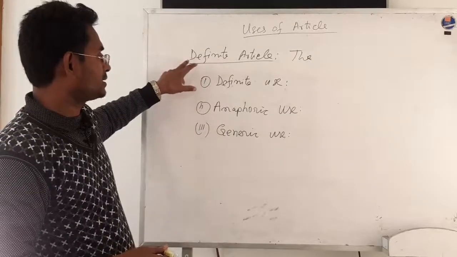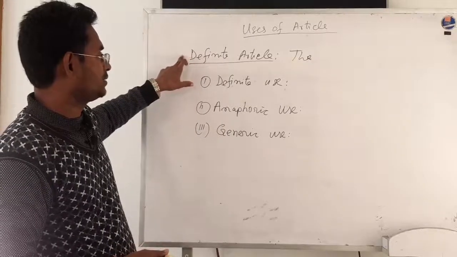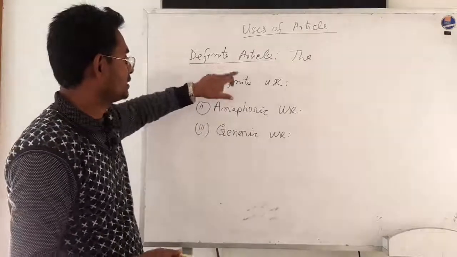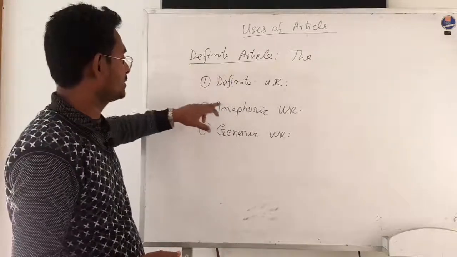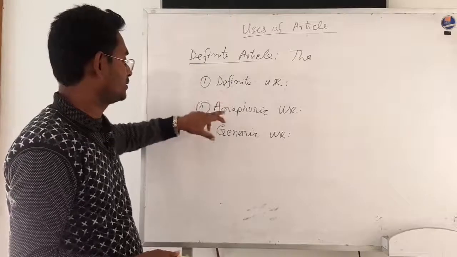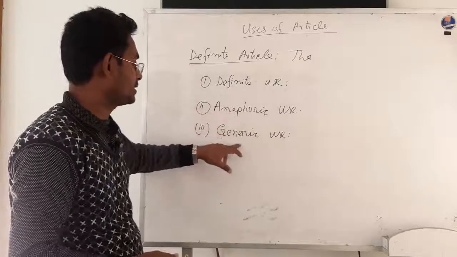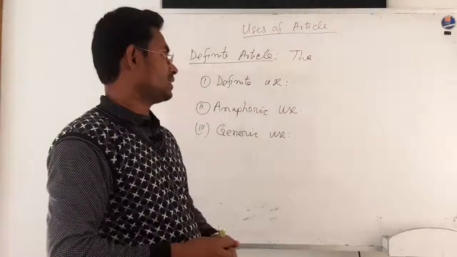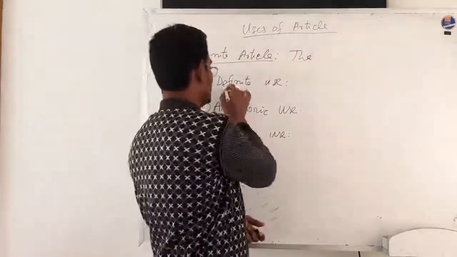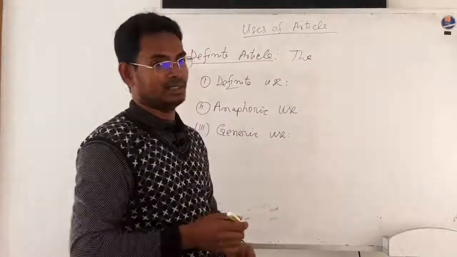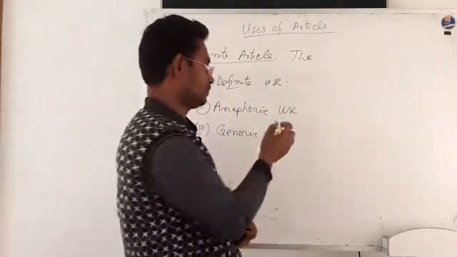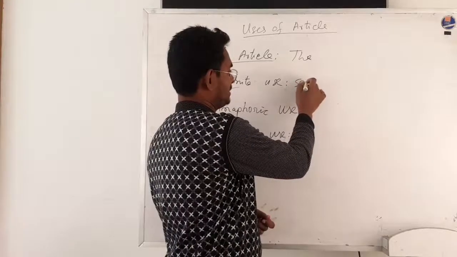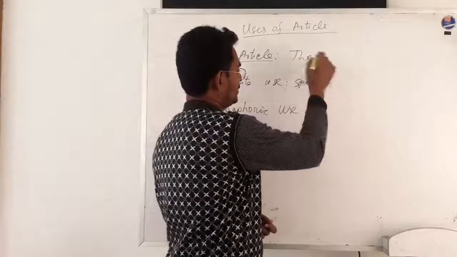In classes 3 to 10, you have to know how to use article as a definite article. Now we will discuss the other two types of uses, anaphoric and generic uses, as well as definite uses. So what is definite use? I have already told you that definite means specific, fixed.